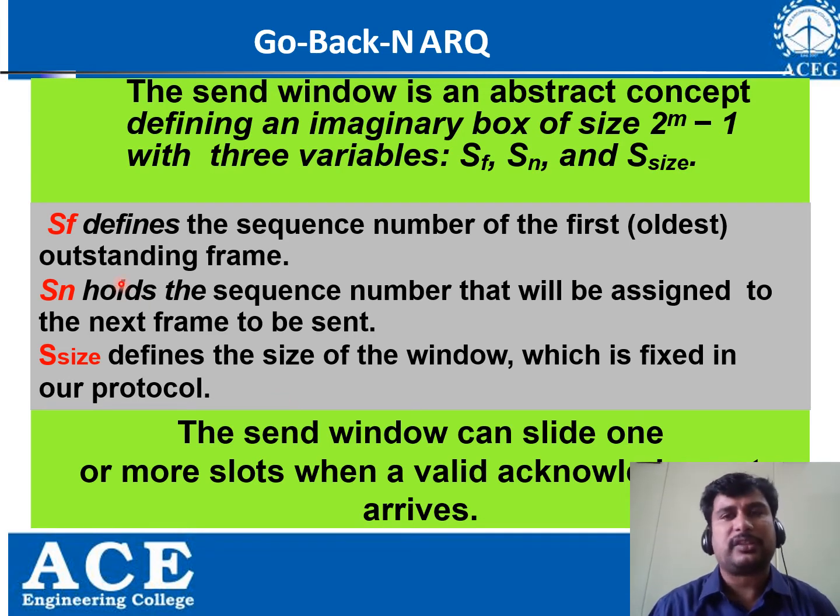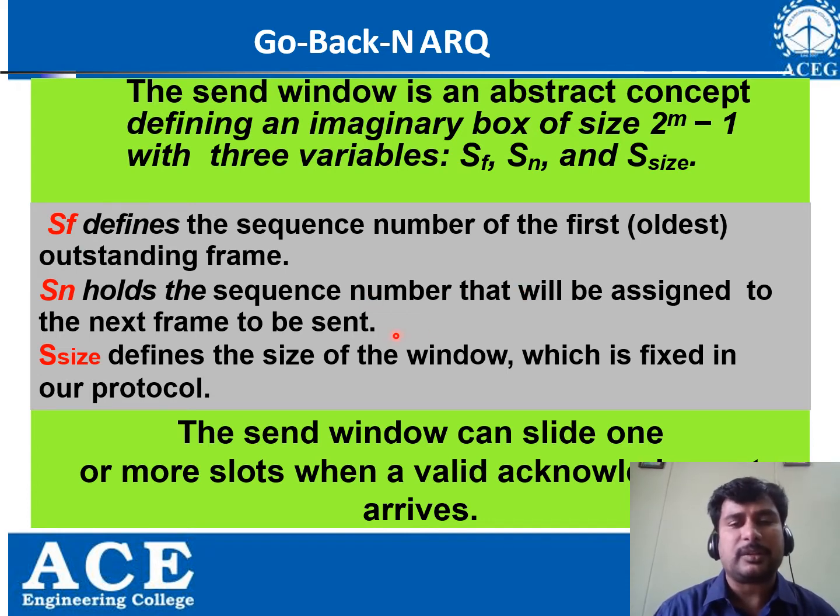Now, what SF actually means: suppose I have already sent a frame and I am waiting for the acknowledgement. What is the first frame that I have sent which has been transmitted but is yet to be acknowledged? That is defined by the variable SF. SN indicates the sequence number that will be assigned to the next frame to be sent. Already some frames are sent, and once they are acknowledged, we try to send the next frame. The next frame we would like to send is indicated with the sequence number SN. And S size indicates the total sender window size, which is fixed in our protocol.